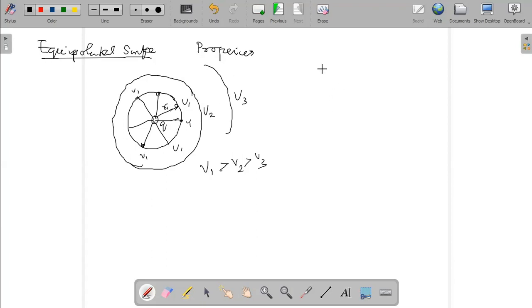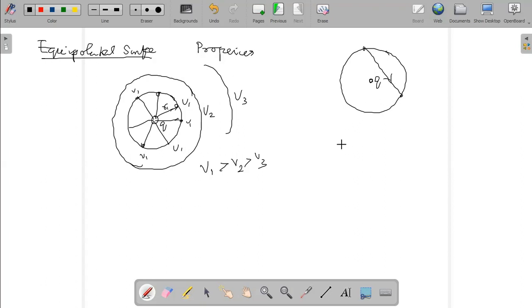First property. In the equipotential surface, all the points are at the same potential. Now question, what is the work done in moving a charge from one point to another point in an equipotential surface? That's the first property.